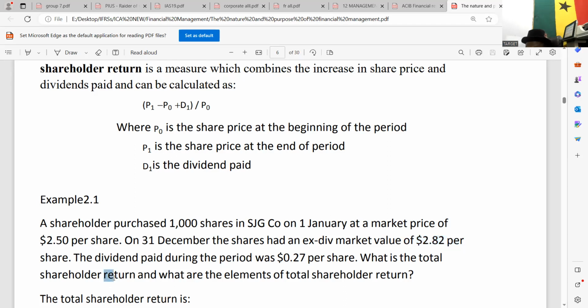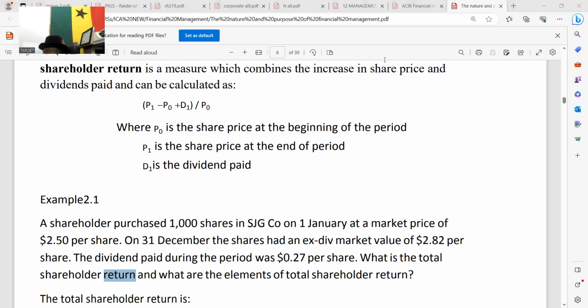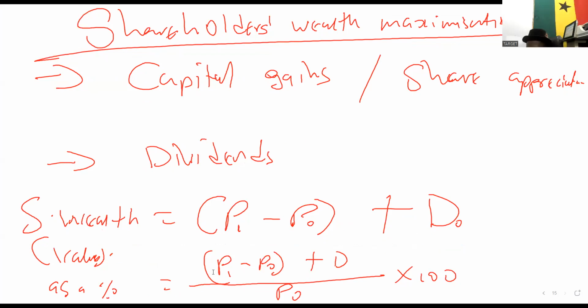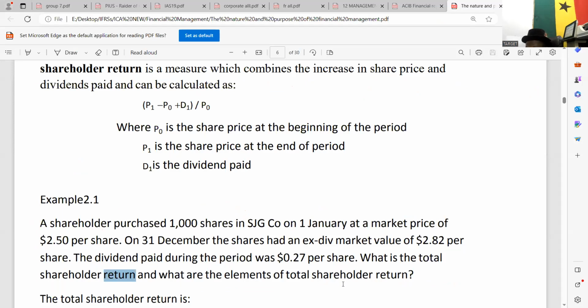Now, when they say return, mostly it is in percentage. So the returns are mostly in percentages. What are the elements of the total shareholder return? There are only two elements for now: your share appreciation, that's the capital gain, and then the rest, the dividend.